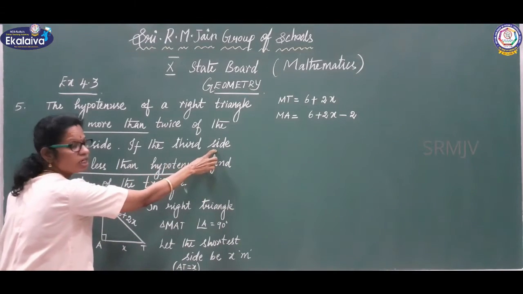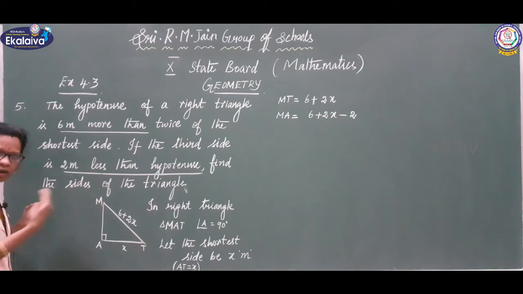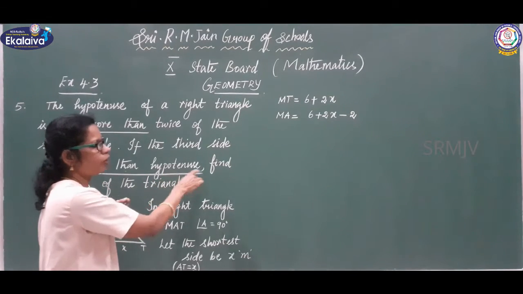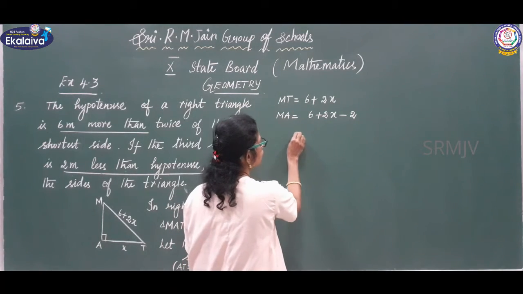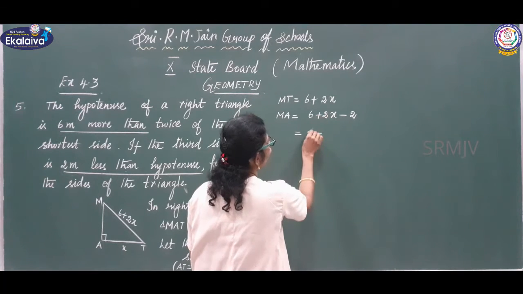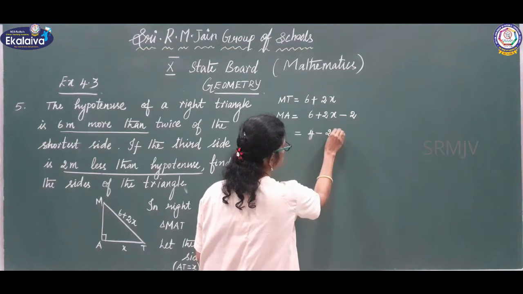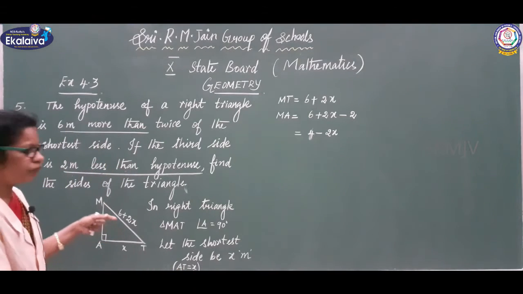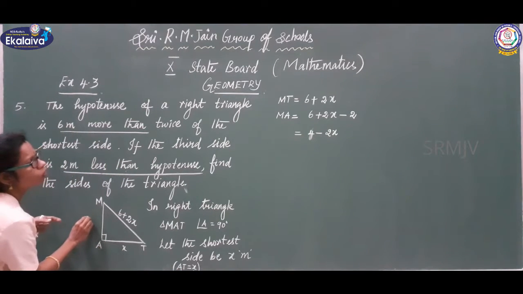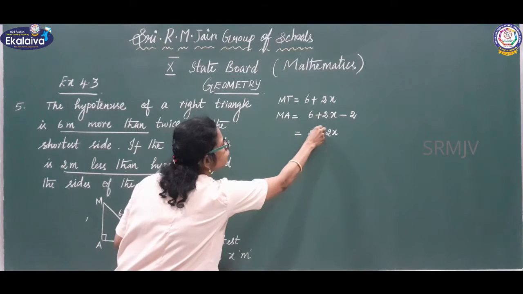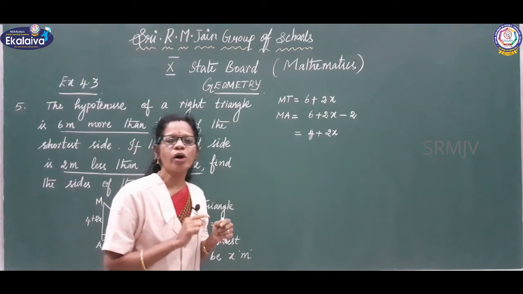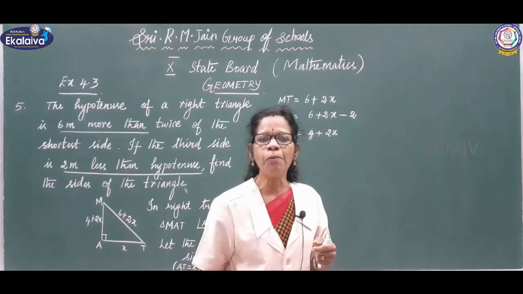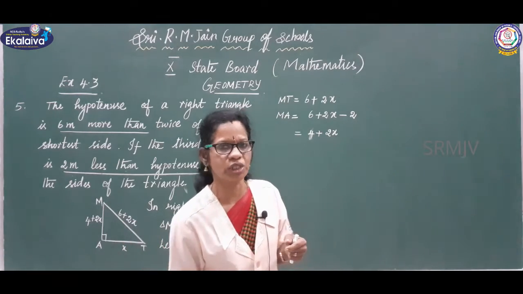See, the third side is 2 less than means negative, less than the hypotenuse. More than means addition, I said, less than negative. Now what is the third side? 4 plus 2x. It is a right triangle. We know all the measurements, that is 4 plus 2x. Then we can apply Pythagoras. What Pythagoras says? The square of the hypotenuse equal to sum of the squares of the other 2 sides.